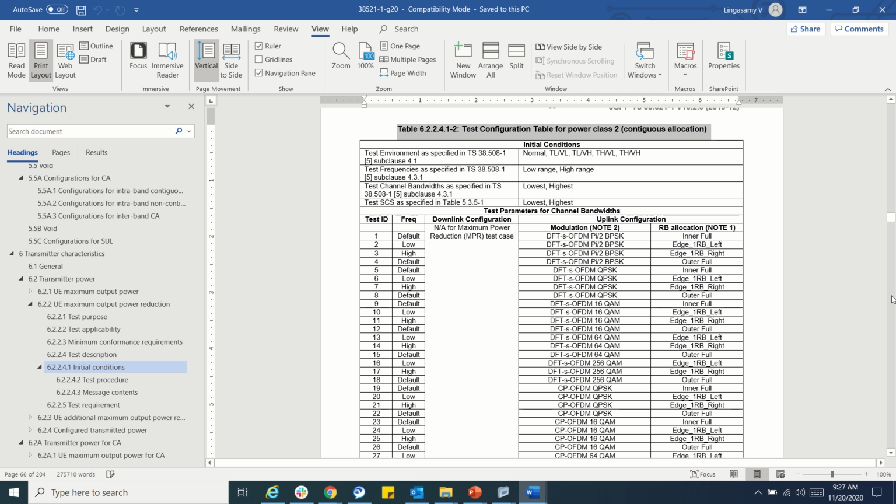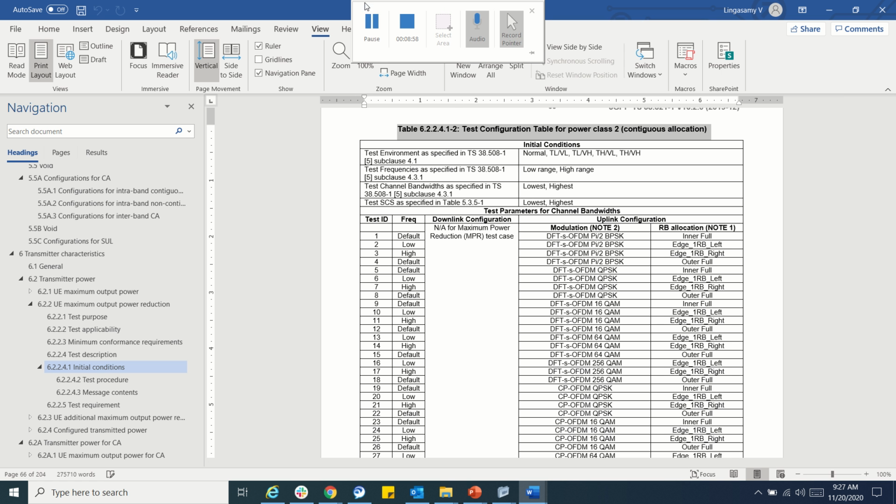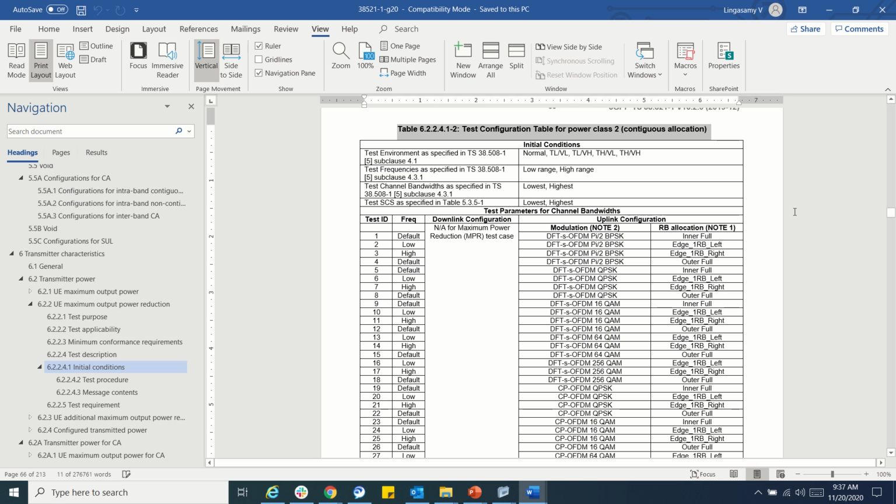Our devices will not have much. Commercial devices will not have that much stringent requirements. Okay, so we have been discussing power classes.